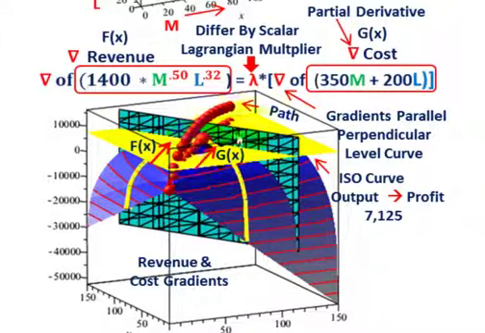Those two lines here, they're going in the direction of our greatest increase. And these gradients are parallel to each other, plus they're perpendicular to the level curve at that point. That level curve would be our ISO curve, or our output, and in this case that would be our profit at 7,125. So you see we're topping out here based on our production function. There's no blue area really showing here. We're really maxing ourselves out.